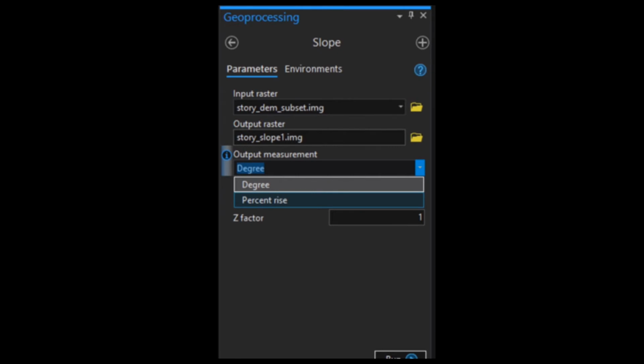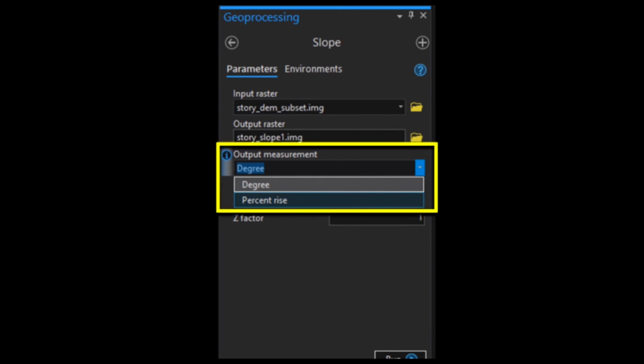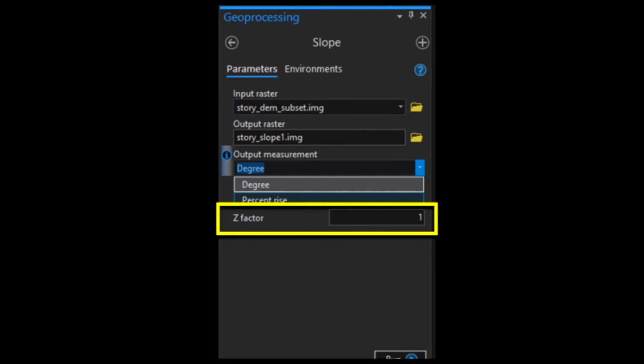Here's how we would calculate slope in ArcGIS Pro. We put in our input raster, so the input is our DEM, and the output, in this case, is the grid that shows slope. Here, we have 2 different ways in which we can have the output measurement. We could do it in degree or percent rise, and the default, as it's shown here in ArcGIS, is degree. If for whatever reason we had a DEM where the X and the Y units were different from the elevation or the z-coordinate, then we can use a z-factor conversion here.